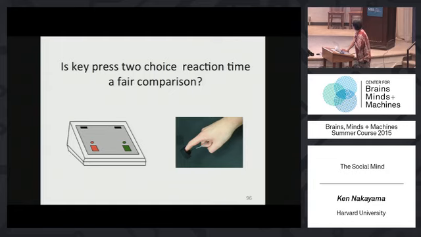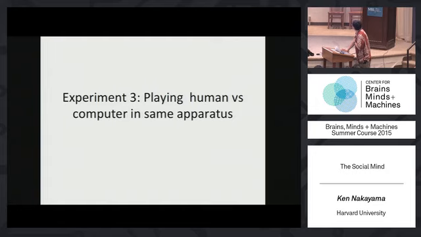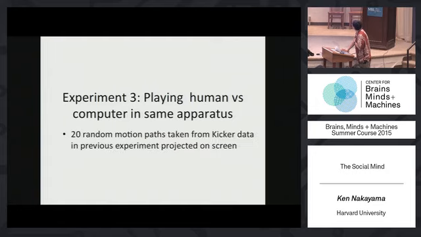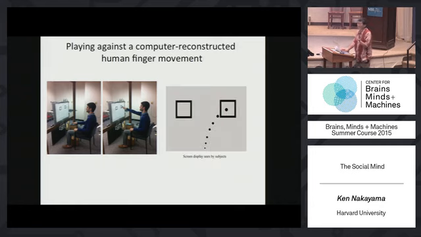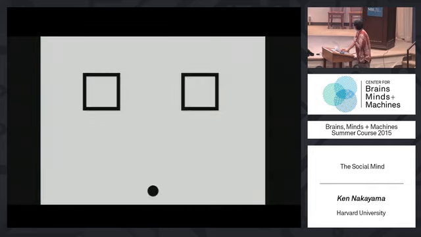Maybe choice reaction time isn't a really good choice. So what we did was we take the position of the finger and map it on the screen, and we have a little experiment where, instead of playing against a person, there's a little dot that zooms up there, and you do that. So we do this, and that's the experiment.